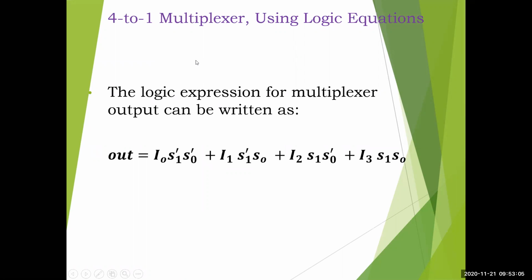This is the expression, whatever I told you, written over here. Out is equal to, as we have seen in the previous case also, S1 bar S0 bar I0, S1 bar S0 I1, S1 S0 bar I2, S1 S0 I3. So this is the logic equation.